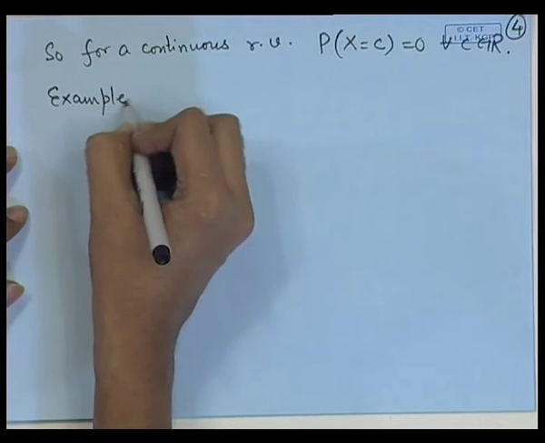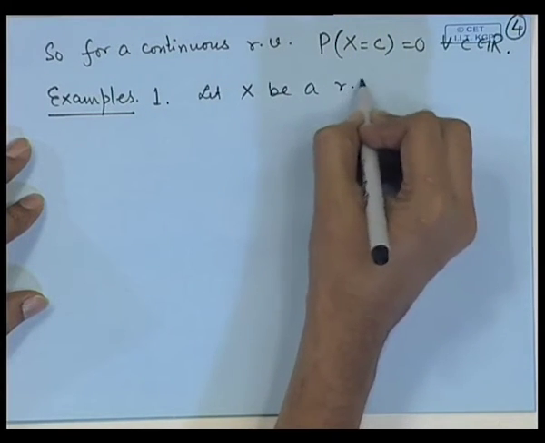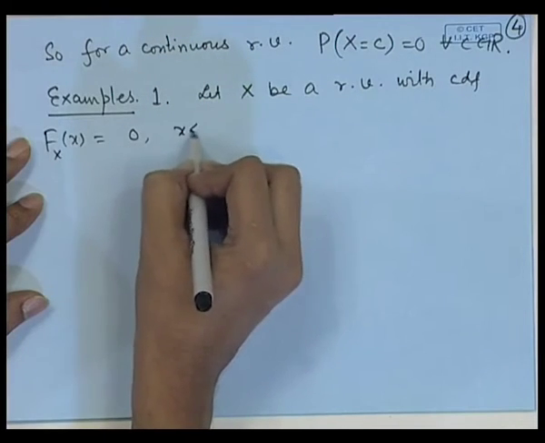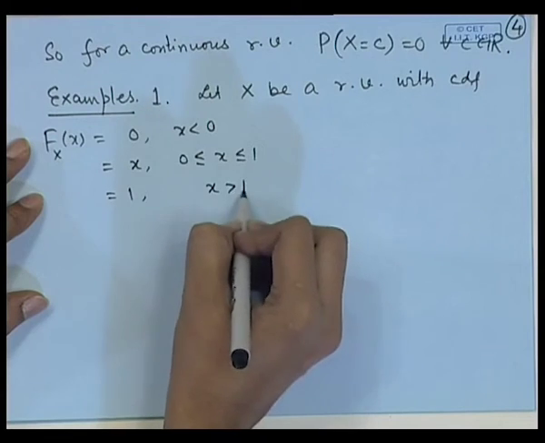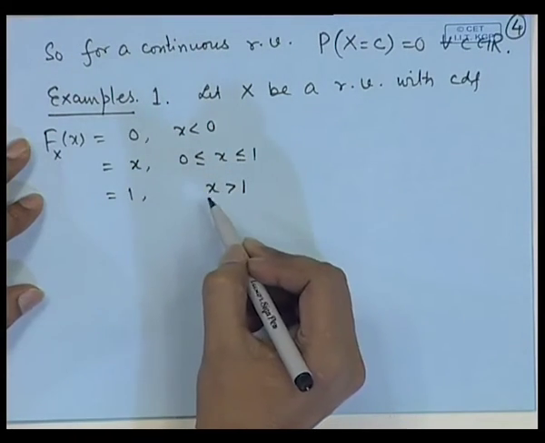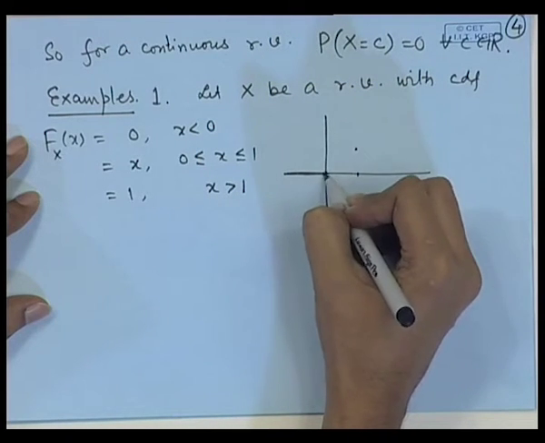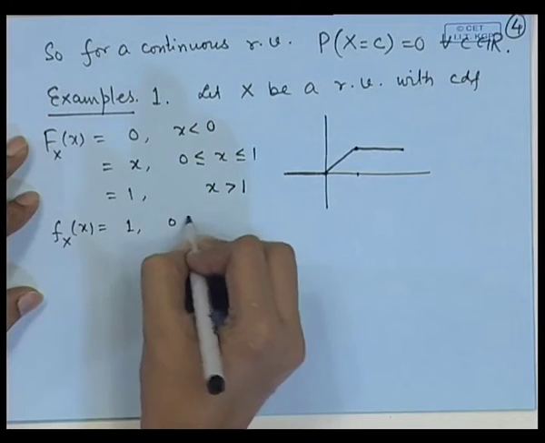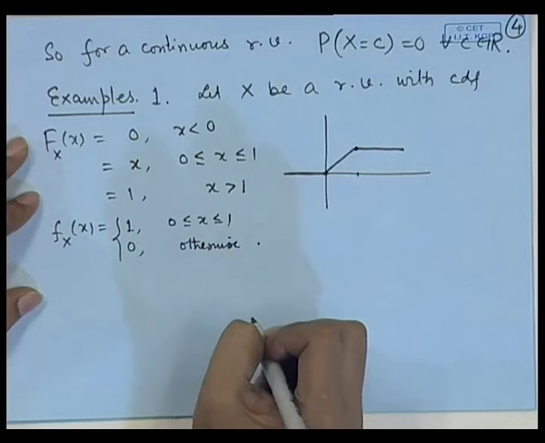Let us consider some examples here. Let X be a random variable with CDF F(x) equal to 0 for x less than 0, equal to x for 0 less than or equal to x less than or equal to 1, and 1 for x greater than 1. Quite obviously, this is an absolutely continuous function, and in fact, you can plot it. For x less than 0, it is 0, for 0 to 1, it is x, and thereafter it is 1. So, the density function is given by 1 for 0 less than or equal to x less than or equal to 1, and it is 0 for x lying outside the interval 0 to 1.